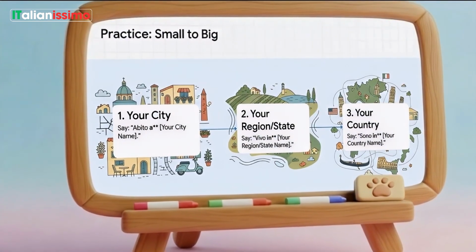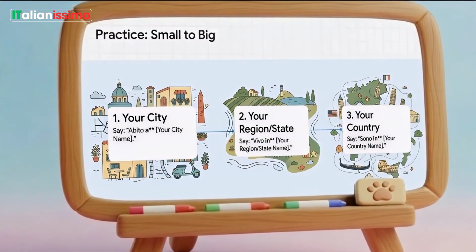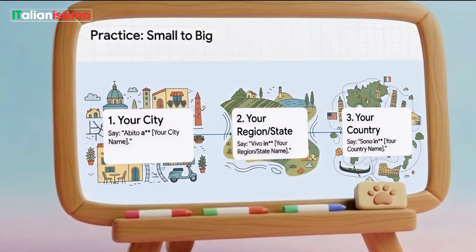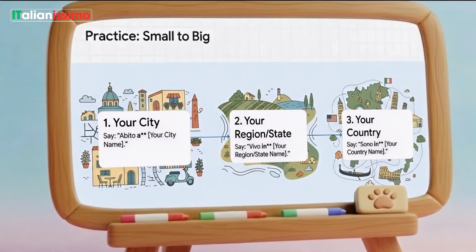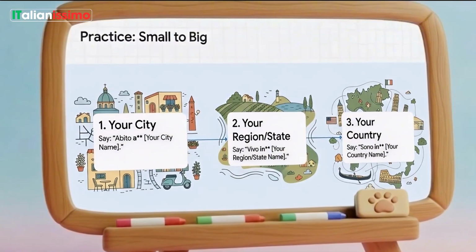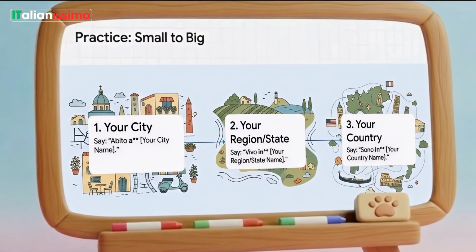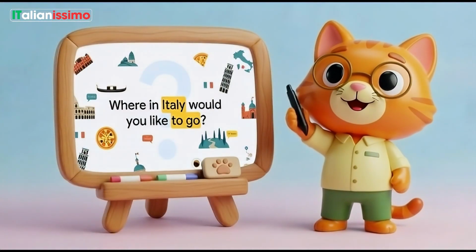Okay, now go a little bigger. Vivo in with your region or state. And finally, the biggest scale of all, sono in and your country name. Go on, say it out loud. It really helps. And just like that, you know exactly when to use a or in.